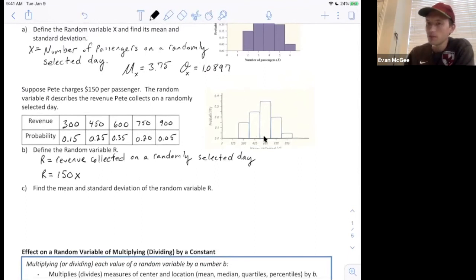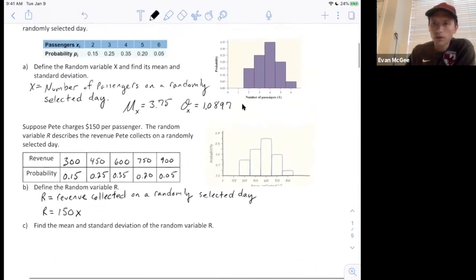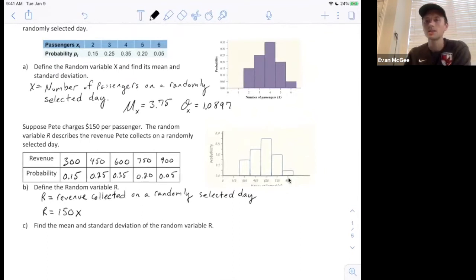And in the previous distribution, the range was from 2 to 6, but now the range is going from 300 to 500. So that's why we're saying it's more spread out. It doesn't have a spread of 4 now. It has a much larger spread because we've multiplied it. And you can see the mean is now in the center here, which is much higher than it was previously. So we could just take this mean and multiply by 150, and we could take the standard deviation, multiply by 150, which is what we'll do.